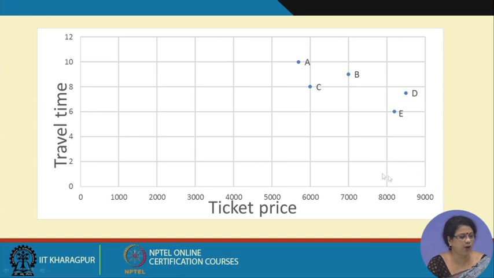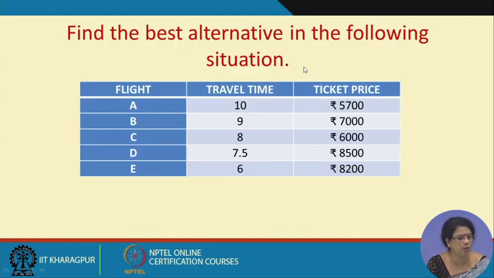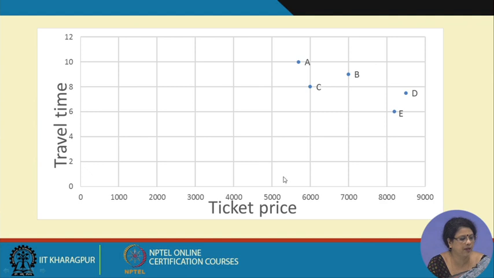If I draw it in a 2-dimensional space, with the x axis as ticket price and the y axis as travel time, then if we put all the flight options, for example the travel time 10 hours with the ticket price 5700, we get this as option A, this is B, C, D, E.